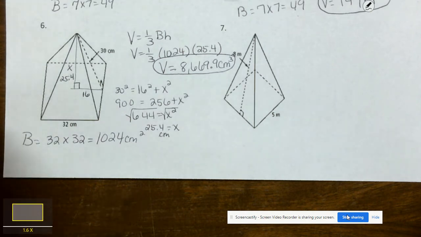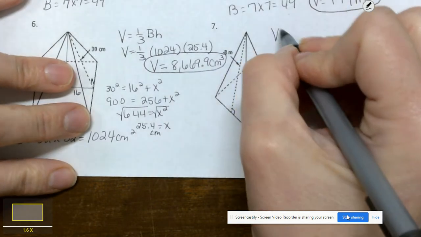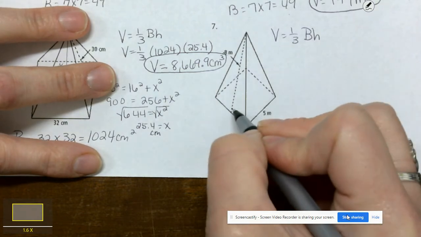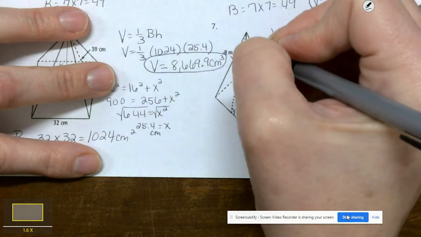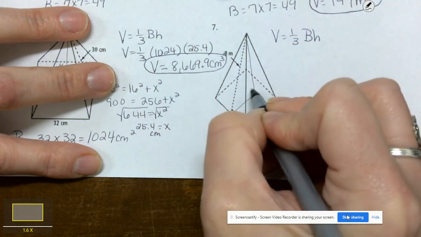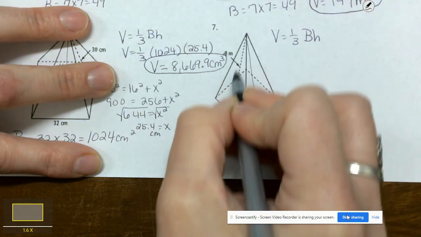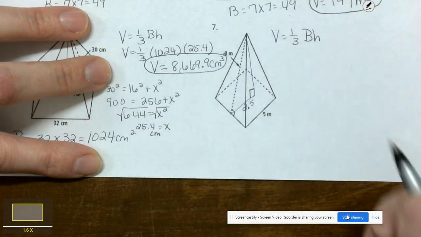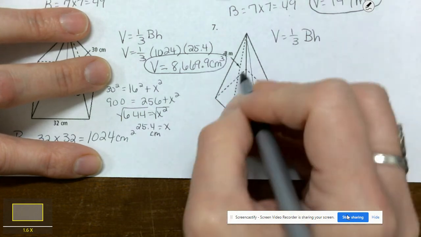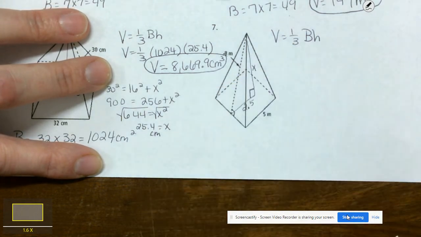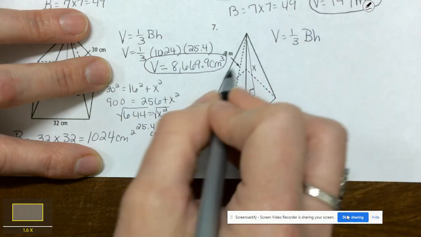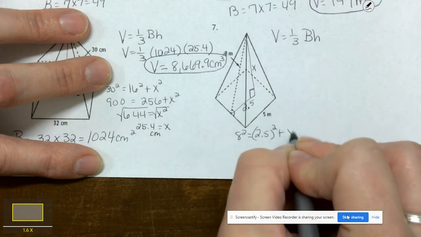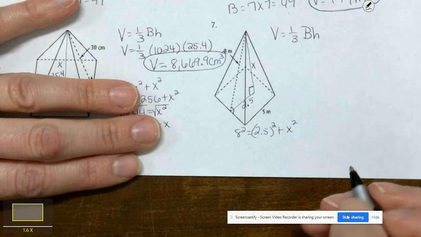Okay, hopefully you paused the video and worked this problem. Again, we're doing V equals 1/3 base times height. So this time you'll notice we're going to have to draw our triangle to come up with this height here. Okay, there's our right triangle. We know that this here is 8. And if we take half here, we know that this distance here is 2.5. So we're looking for this, x. We're going to have to use the Pythagorean theorem. This is our hypotenuse. So 8 squared equals 2.5 squared plus that x squared that I'm looking for.